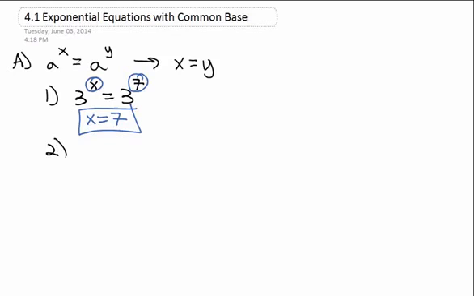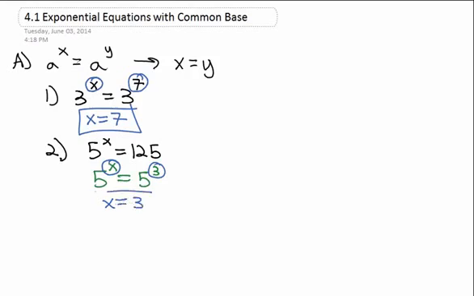Now, we can use this same logic to solve more involved problems, like, say, 5 to some power equals 125. Again, we're going to conclude that if we have the same base, the exponents must be equal. We just have to do work up front to get those bases to be equal. 125, for example, could be rewritten as 5 to the 3rd power. So 5 to the 3rd power is equal to 5 to the x, and now those exponents are equal, so x must equal 3.